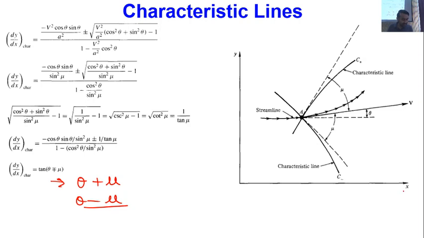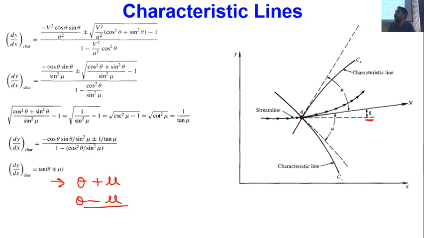Okay, so here you can see this is the xy plane. If I am at point A, this is my streamline. This streamline is making an angle theta with the x direction. Then I can say that the slope of one characteristic direction will be at an angle of theta plus mu, and another I will be having at an angle of theta minus mu. So this is the slope of the other characteristic direction. Is the point clear?